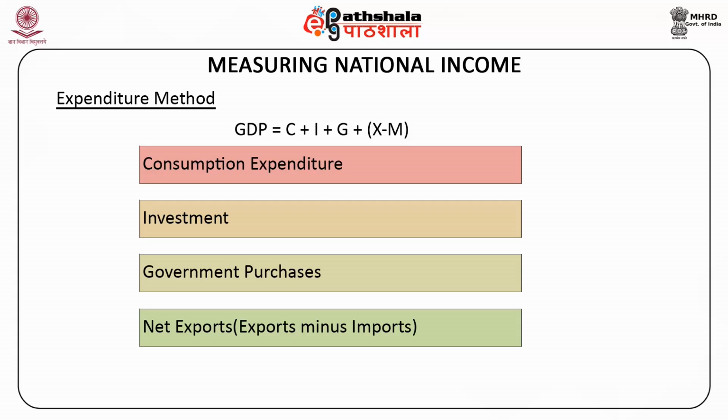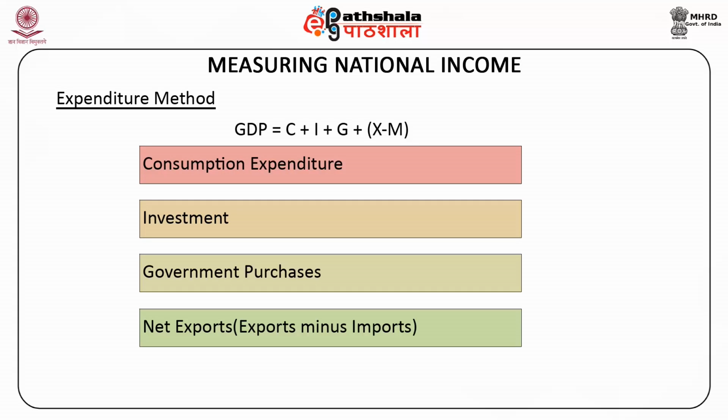The third part is the government expenditure, which includes purchases of goods and services, both domestic and foreign, by the government, such as defense expenditure, salaries of the government employees, etc. Lastly, net exports or the trade balance is the exports minus imports.